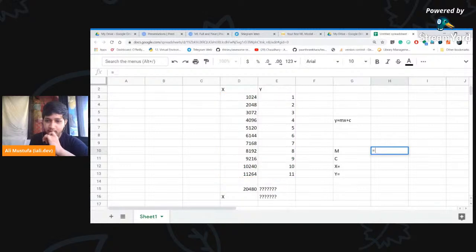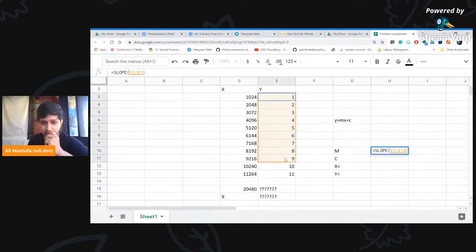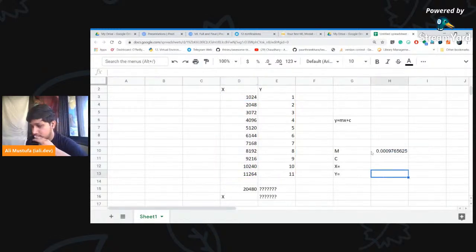So equal to slope, and then it is asking for y, and then it is asking for x, and then we have the group. Sorry. So y, x, and by default it has input as slope. You don't need to calculate it manually. So yeah, we already have it by default.